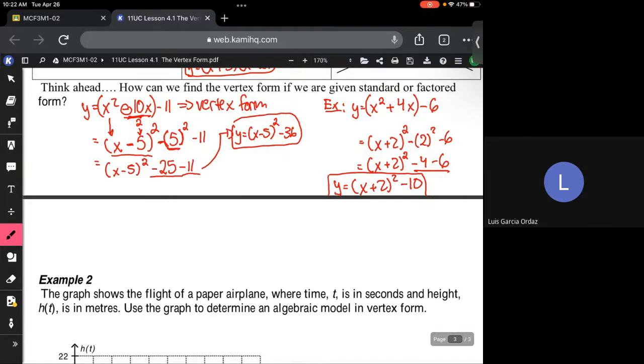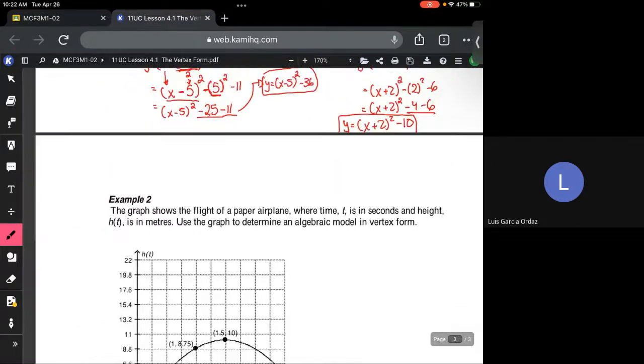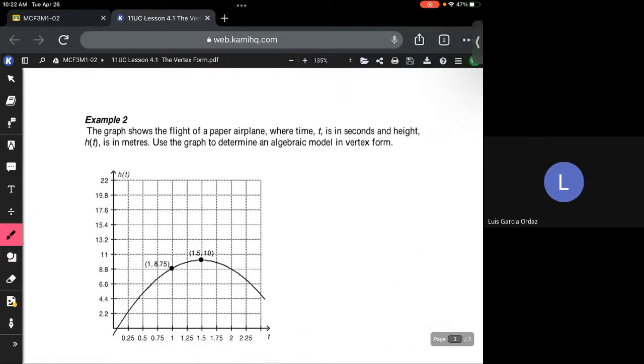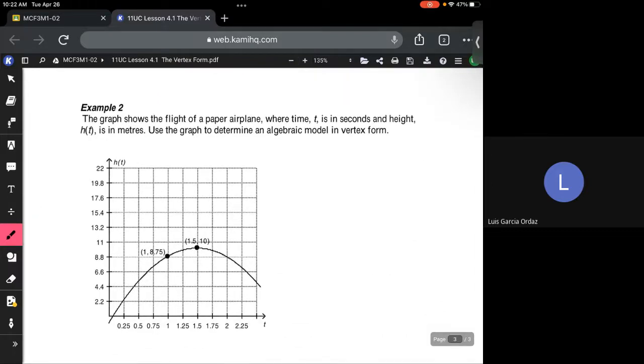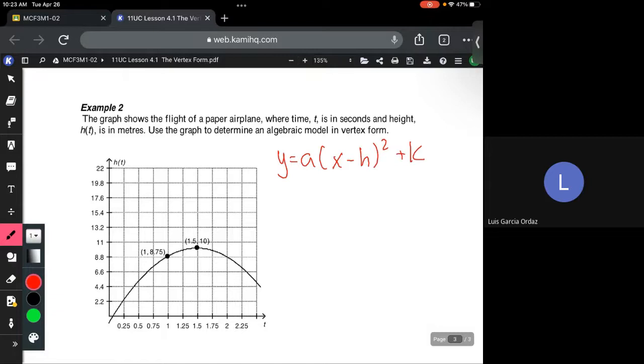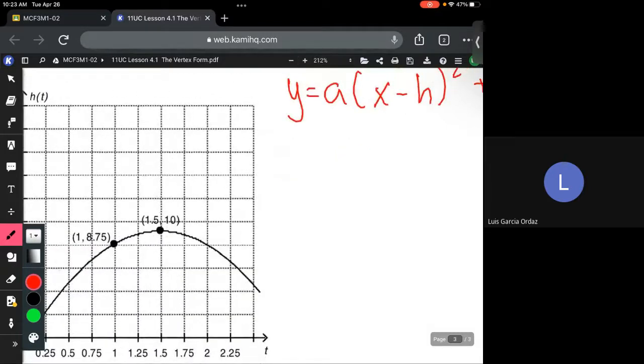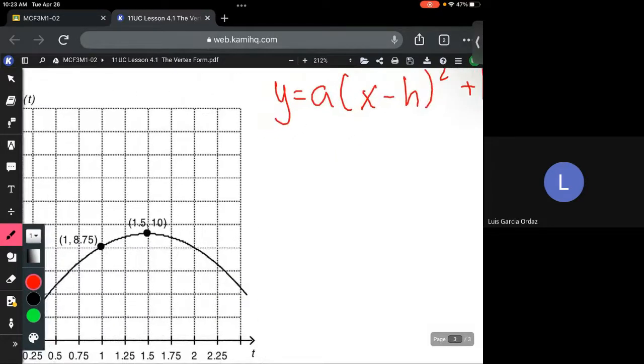Okay. So the last example we have is the graph shows us the flights of a paper airplane where time t is in seconds and height h of t is in meters. I want to use the graph to determine an algebraic model in vertex form. So we know my vertex form is y is equal to a. Well, using a graph, it's easy. So if we look at this graph, what is my vertex? What's my vertex when looking at this graph?